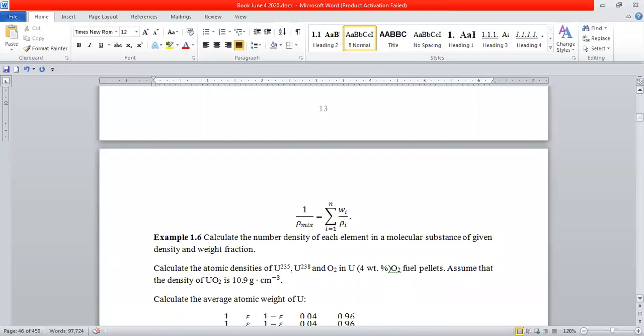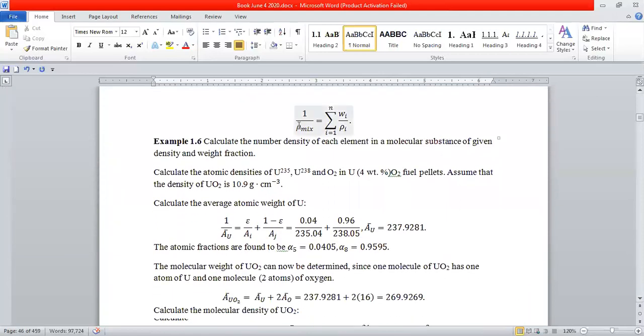You can extend that to an n component mixture. If I give you in the exam an n component mixture, then remember this little thing, which I've never been able to memorize. So I always do it slowly. I go back to the 2 component and then I generalize it to this. So here's an application, and let's now calculate the number density of each element in a molecular substance of whatever we are doing.